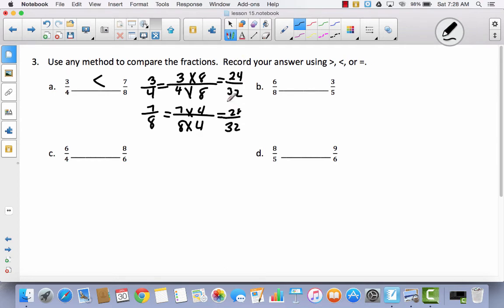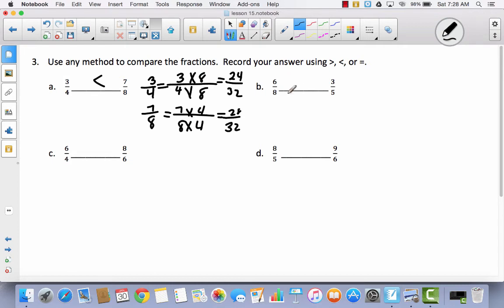Well, 24 is less than 28. You still would have got the less than sign. The only difference is you would have done this extra step that I didn't have to do. So there's nothing wrong with doing it this way. It's just a little bit more work. All right, so let's take a look at B.